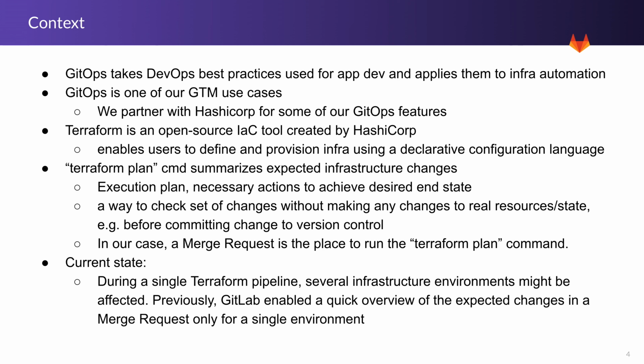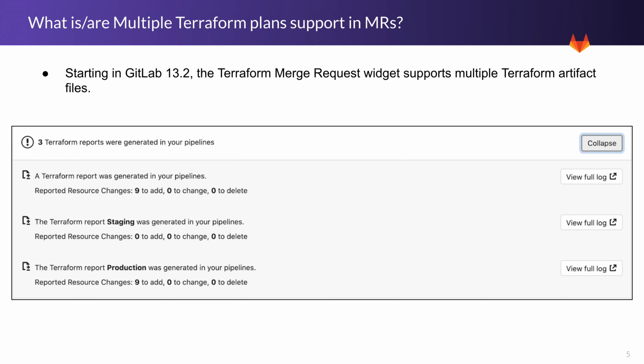The current state of this feature is that during a single Terraform pipeline, several infrastructure environments might be affected. Previously, GitLab enabled a quick overview of the expected changes in a merge request only for a single environment. Starting with GitLab 13.2, the Terraform merge request widget supports multiple Terraform artifact files, like you see in this screen snapshot. This is actually obtained from an MR with a pipeline that has run and has actually done Terraform plan on three different environments, staging, production, and review, and you can actually access them as artifacts from the MR.